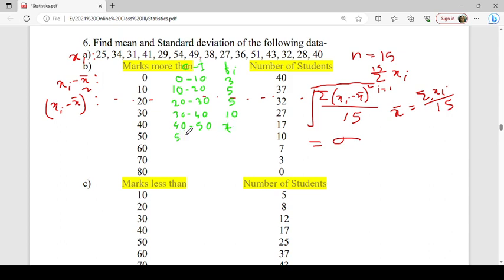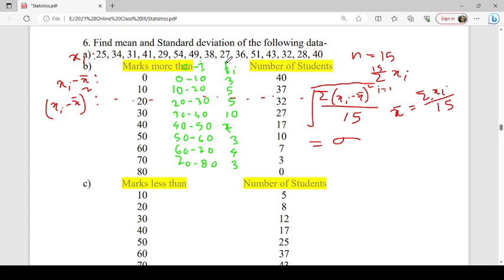Then 50 to 60, 10 minus 7, it is 3. 60 to 70, 7 minus 3, it is 4. 70 to 80, 3 minus 0, it is 3. And above that there is no value.